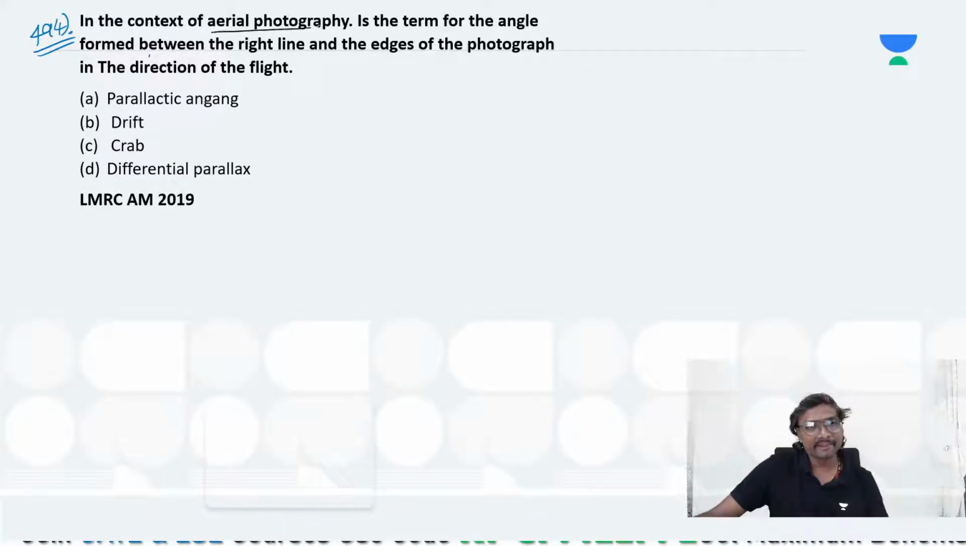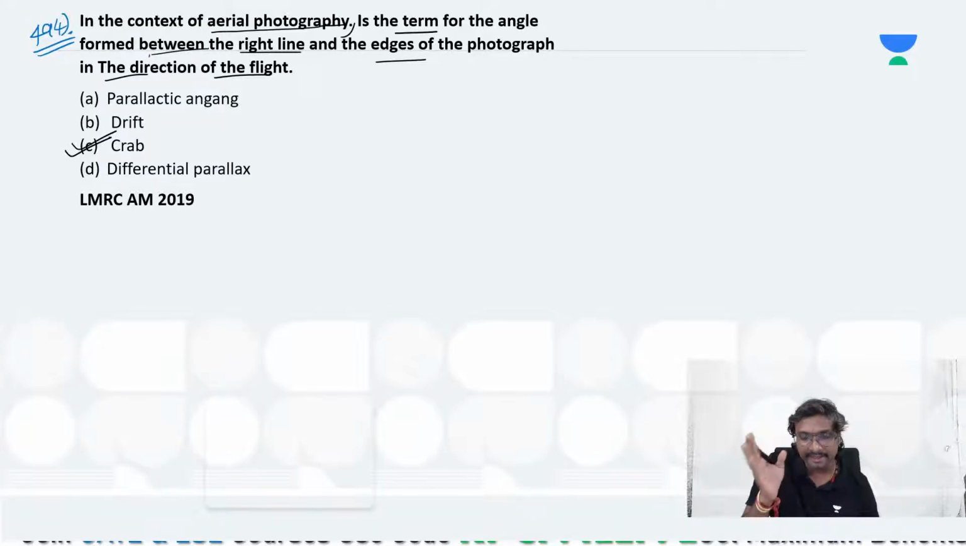In the context of aerial photography, what is the term for the angle formed between the flight line and the edges of this photograph in the direction of this flight, right? So what is that angle called? That is called your crab angle only, you can say. Generally representing which one? The angle formed between the flight line and the edges of this photograph in the direction of flight. That is your crab angle, you can say.